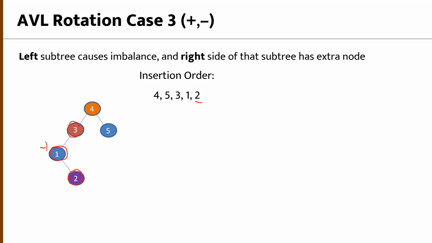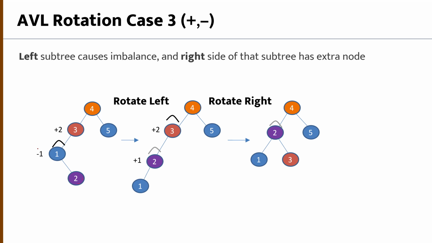And if we traverse up, we find that 3 has a balance factor of +2 because there's 2 elements in its left subtree and 0 in its right. But since we have this mismatch of signs, we can't just rotate it one way. What you'll actually do is, since this is negative, you want to rotate that left. And then since that is positive, you want to rotate right.